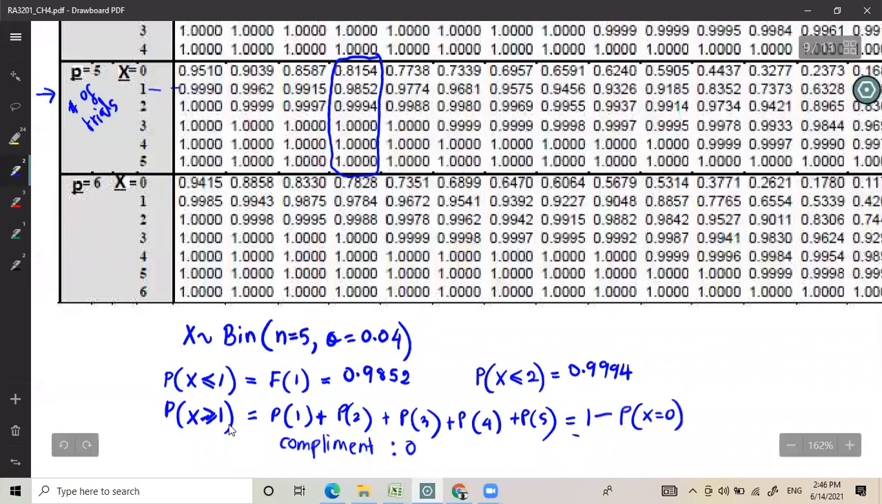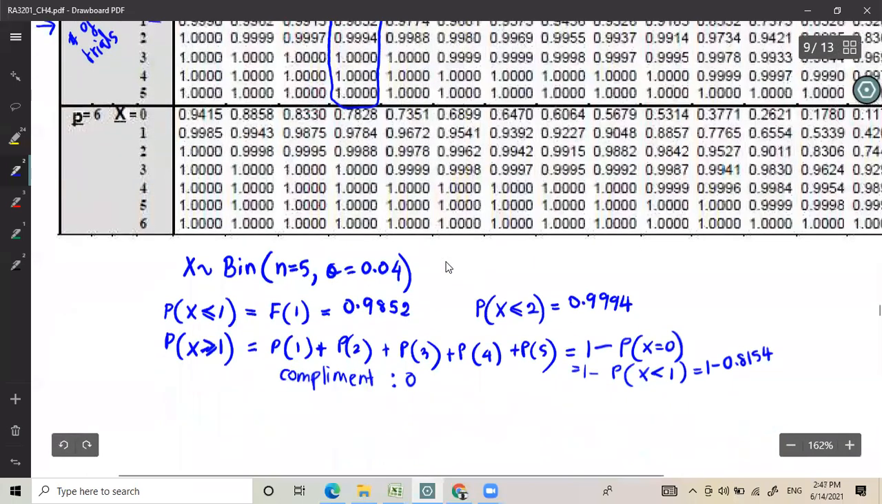Or you can write this as 1 minus P(X less than 1). So how do you find it? In your table, 0 is the first one you have, so you use it: 1 minus 0.8154. So you use the complement whenever you have to find the greater than signs. Is this clear to all of you? You do the 1 minus.